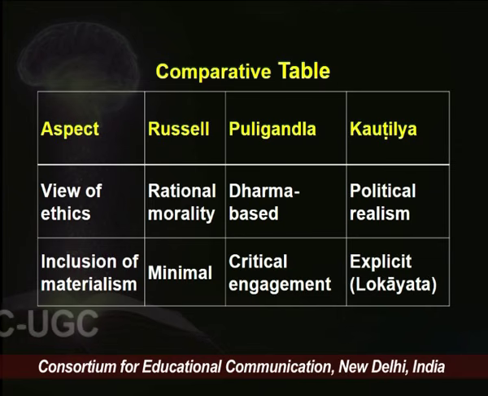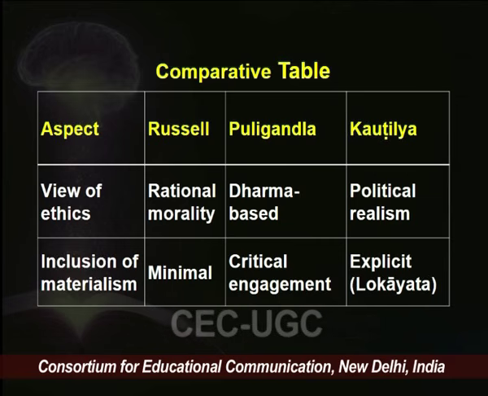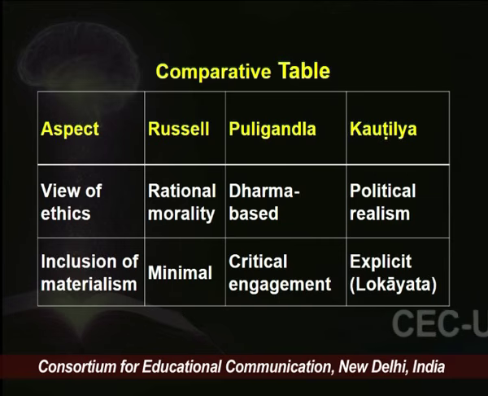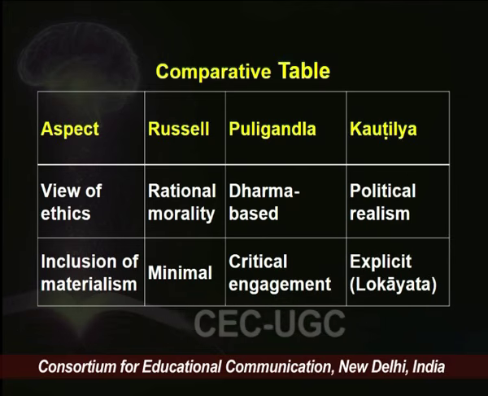For the inclusion of materialism, for Russell, we see it is minimal. Puligandla, there has been a critical engagement, and Kautilya, I think it is explicit, for example, in the Lokayata or Indian materialism called Charvaka. So, the point then is philosophy stands as an integrated high-level approach where these three texts show that philosophy can be speculative as in the format of Russell, liberative as with Puligandla, and definitely instrumental as in Kautilya. So, no single classification is exhaustive. Philosophy is best understood as family of inquiries shaped by cultural needs and historical contexts.